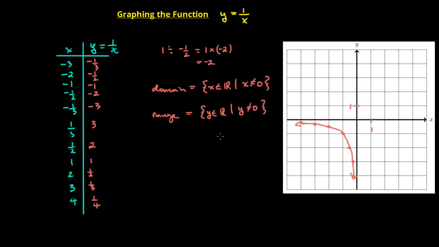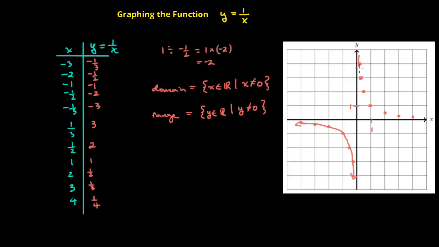So let's plot (1/3, 3). (1/3, 3) would be right here. Then we could plot (1/4, 4). Let's throw that point on there as well. (1/4, 4) would be about there. We also have (1/2, 2), (1, 1), (2, 1/2), (3, 1/3), and (4, 1/4).